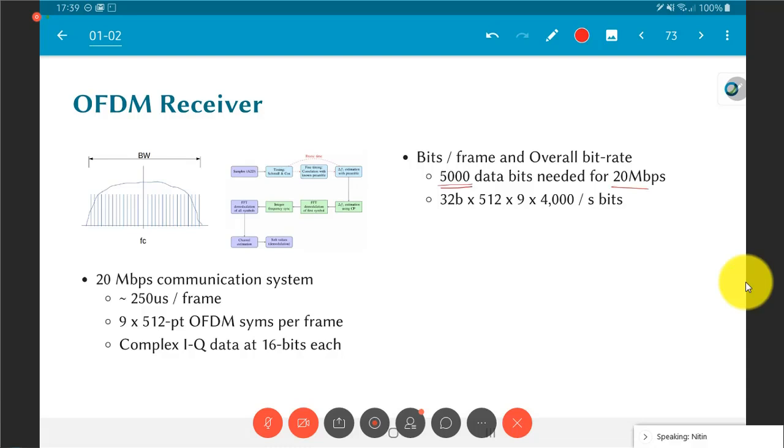The overall bit rate, like I said: there are 9 OFDM symbols, each with 512 points, 4000 frames per second, and each sample is a complex IQ data, right? Which means 16 plus 16, 32 bits. Okay, so this is how we could estimate, for example, the number of bits that is going through the system in a regular computation. This is not very accurate for the simple reason, like I told you, the actual OFDM symbols will also have some cyclic prefixes, and there will be some preambles added on to the entire frame and so on. So the number of bits is likely to be a bit more, but as a rough estimate, this is good enough for me. Okay.